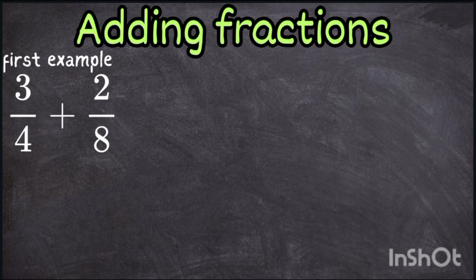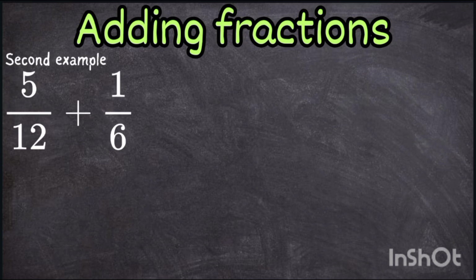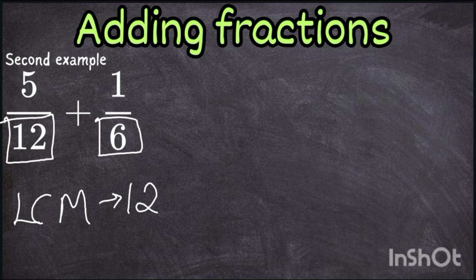Let's move to our second example, which is 5/12 plus 1/6. Over here our denominators are 12 and 6. As you can see, they are not the same, so the LCM of 12 and 6 is 12. So our common denominator would be 12.